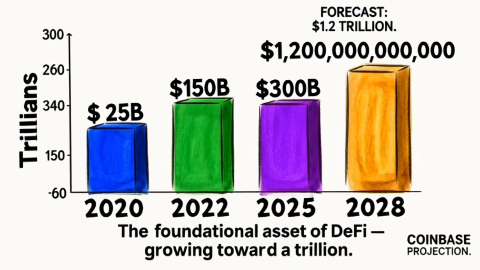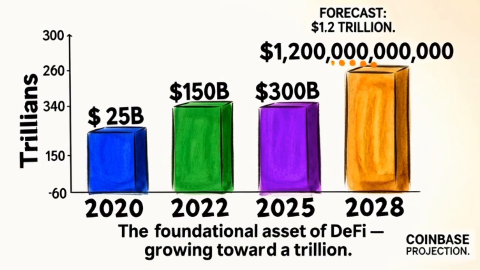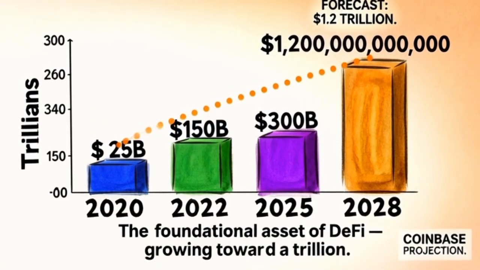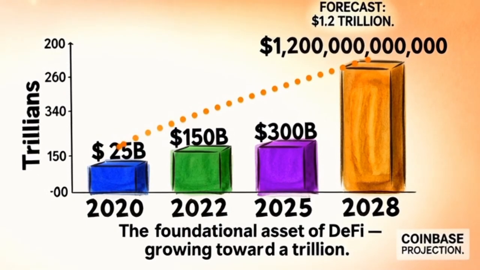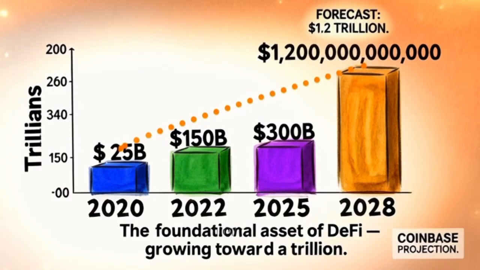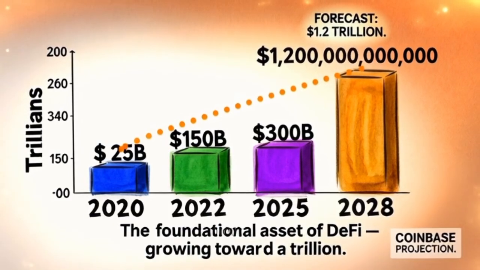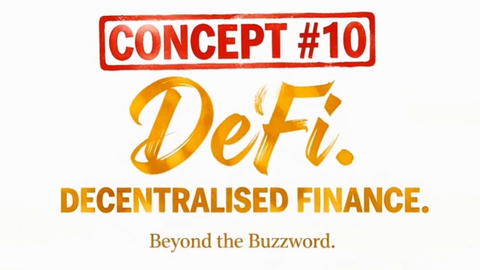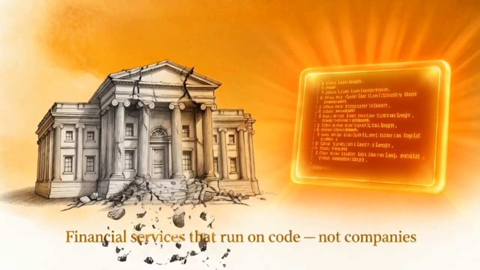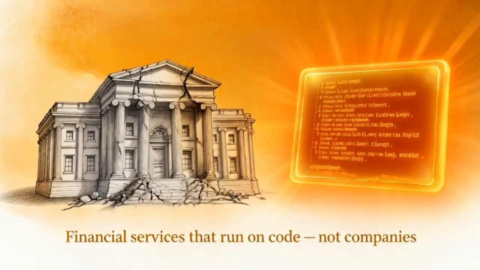Coinbase forecasts the stablecoin market, the foundational asset of DeFi, reaching $1.2 trillion by 2028. The infrastructure of decentralized finance is being built at the same time that traditional finance is discovering it needs to engage with it. Understanding what DeFi actually is, not the buzzword, the mechanism, is the prerequisite for understanding where the entire financial system is heading.